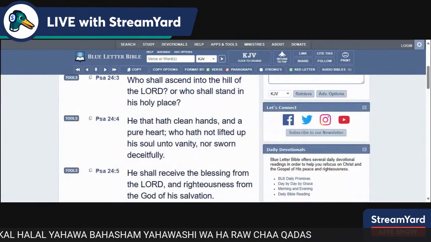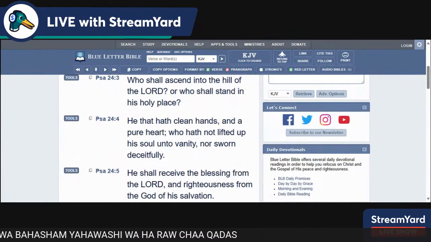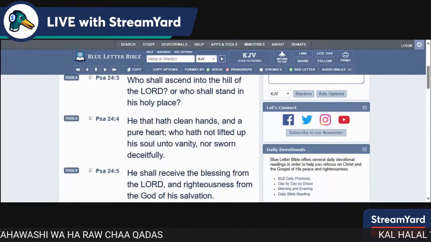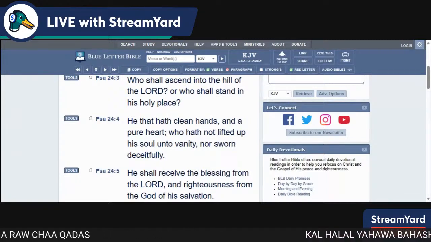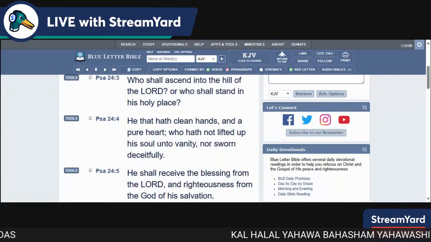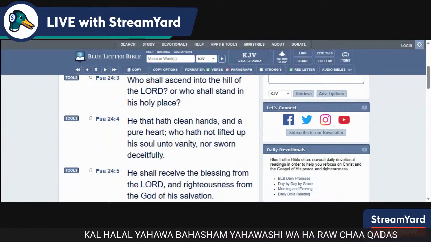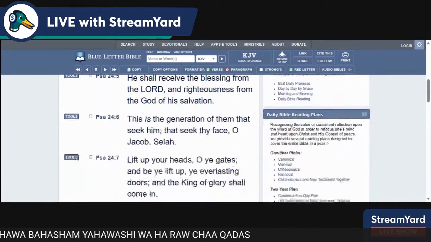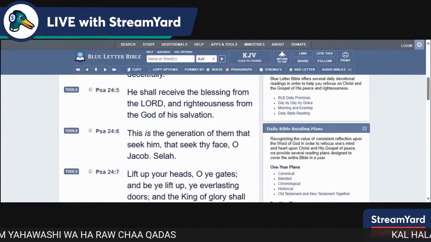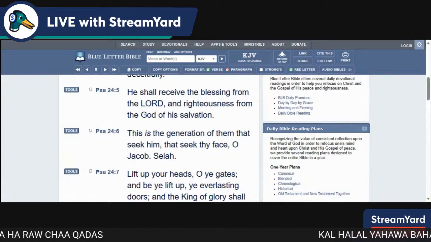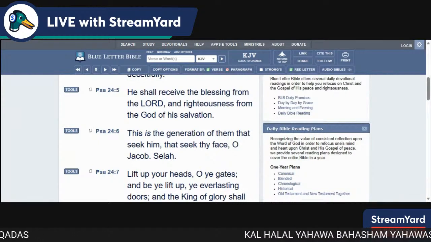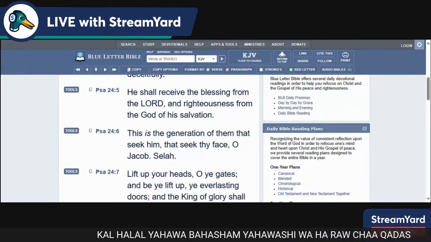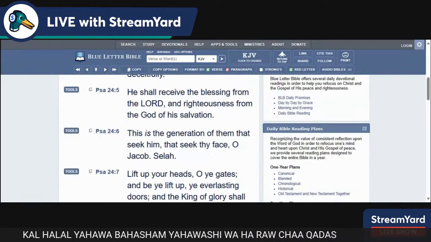Who shall ascend into the hill of the Lord Yahweh? Or who shall stand in his holy place? He that hath clean hands and a pure heart, who hath not lifted up his soul into vanity, nor sworn deceitfully, he shall receive a blessing from the Lord, and righteousness from the God of his salvation. This is the generation of them that seek him, that seek thy face, O Jacob. Selah.